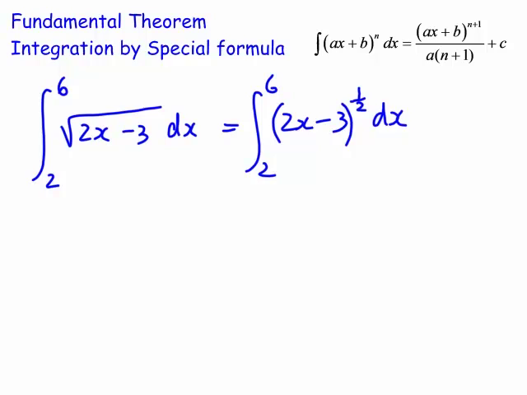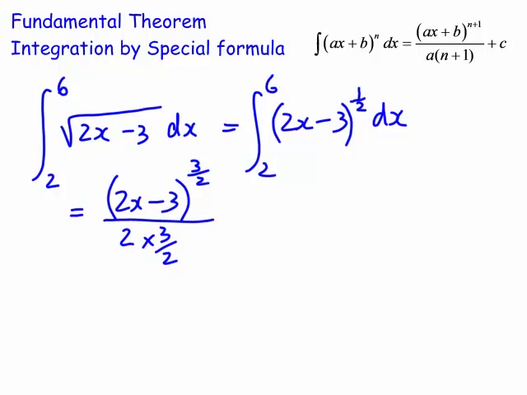So it would be equal to 2x minus 3 to the power of, now 1 plus a half is 1 1/2, I'll just write that as 3 on 2. I need to now put it over this new power following the formula, that's 3 on 2. But I actually have to multiply it by the derivative of what's inside that bracket, which in this case is an a, so it's going to be a 2.